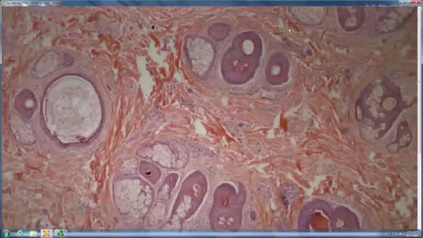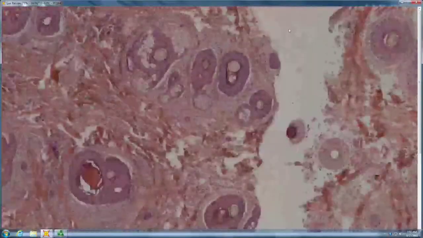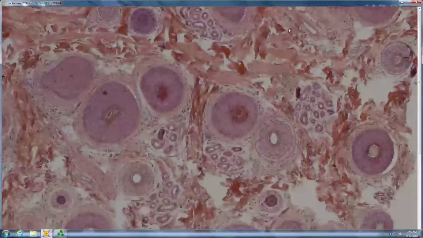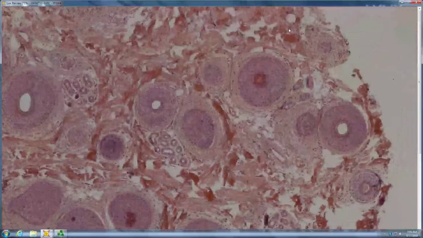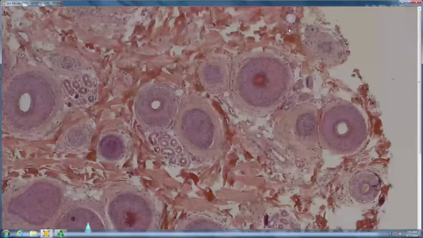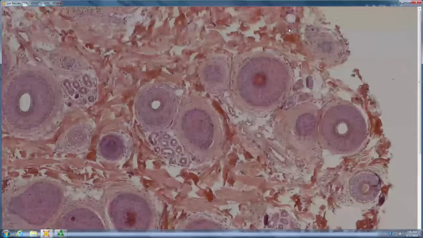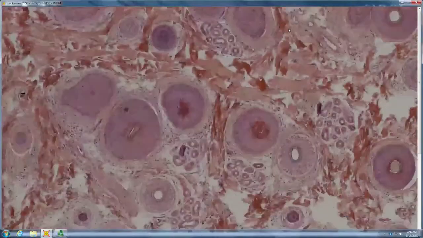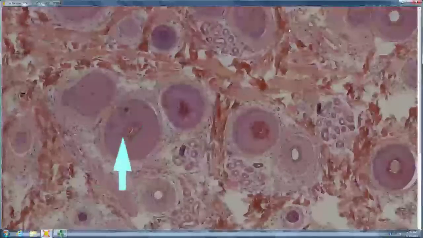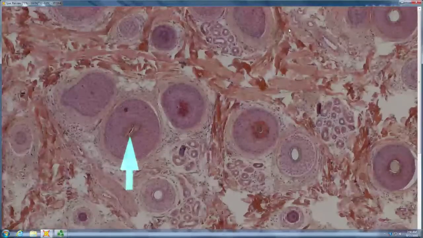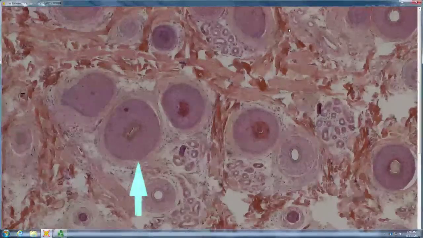They all have catagen hairs. They all have hair casts. In this case, see the weird shapes of the inner root sheaths here? How they're kind of collapsed in weird, bizarre shapes. That's really good for trichotillomania.